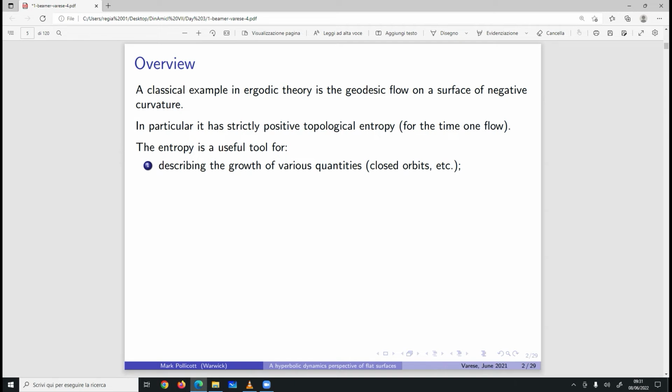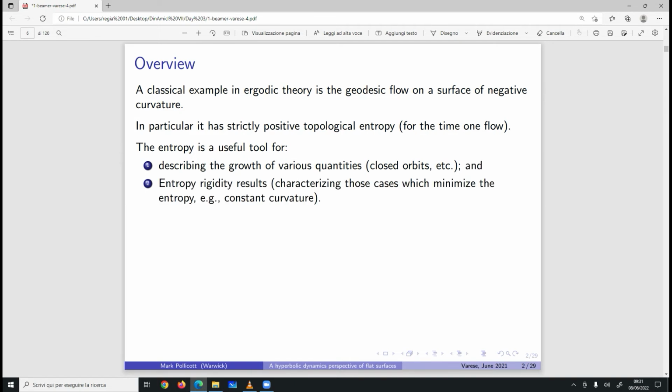That's one particular application. And another one that I want to push is the fact that it can be used for rigidity results. That is, amongst some class of dynamical systems, there might be ones which are of particular interest, and they are identified by the fact that their entropy takes a certain value. Maybe it's the minimum over the class, something like that. So the entropy is a useful sort of invariant, and it's particularly useful in the context of negatively curved surfaces, which are classical examples of chaotic dynamical systems, for these two reasons. It quantifies how things grow, and sometimes it tells you how to identify particularly interesting examples. Like all overviews, I'm being extremely vague. Some of this will become a bit clearer, hopefully, when I move on.